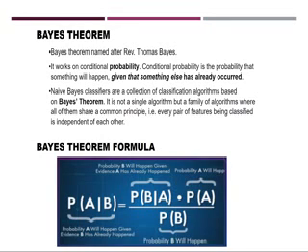A special case of the Bayes theorem is when event A is a binary variable.